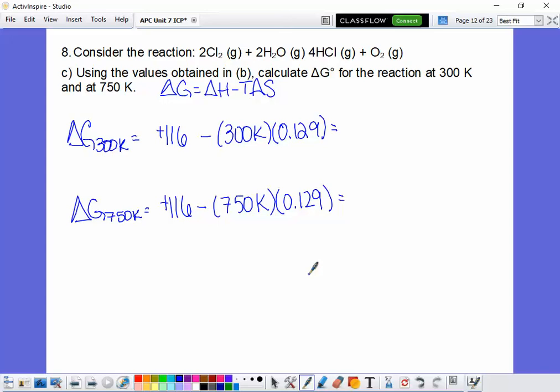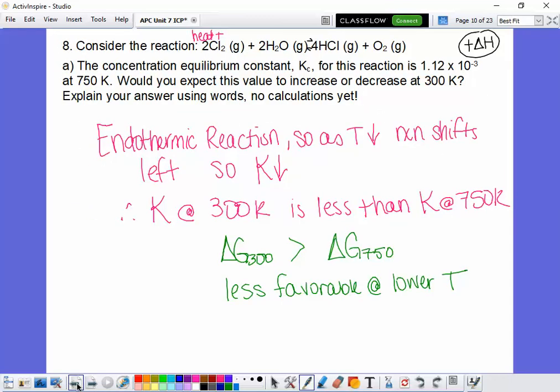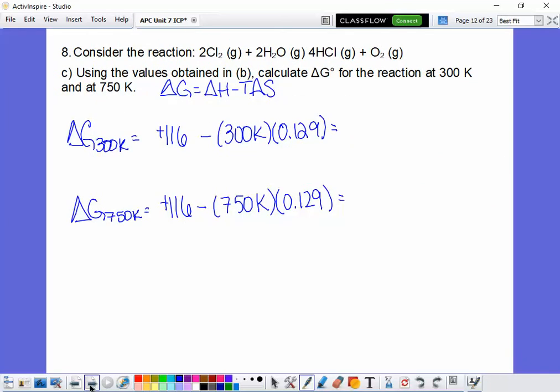Now, before we give the answers, what did we predict in part A to be the larger value? The 300 Kelvin, remember? Back here we talked about it because delta G at 300, at the lower temperature, is less favorable. A larger delta G means it's less favorable. The more positive delta G is less favorable. So we predicted delta G at 300 to be a larger value. So if you don't get something that's bigger, more positive, you've done something wrong.